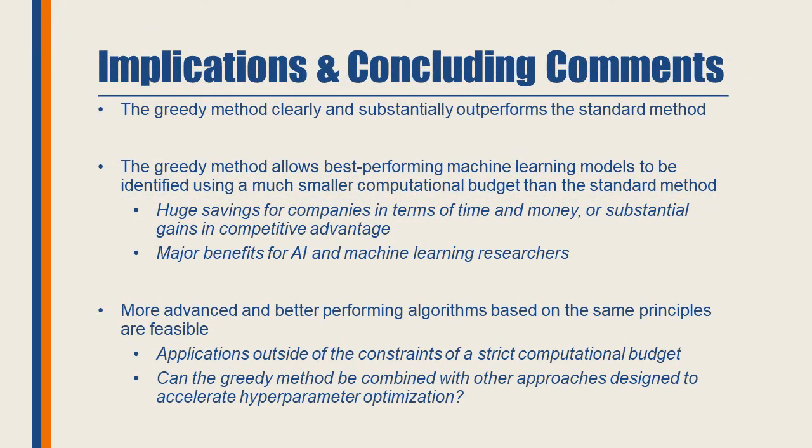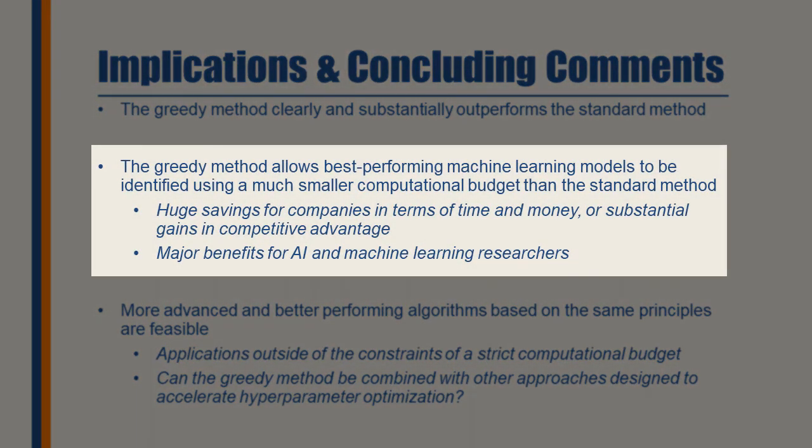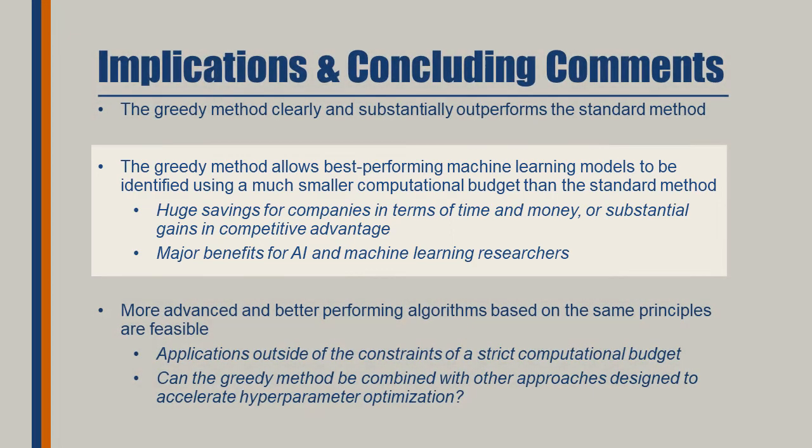In conclusion then, the results of the experiments indicate that the greedy cross-validation method clearly and substantially outperforms the standard cross-validation method in its ability to quickly identify optimal machine learning models. Put differently, the greedy method allows best performing machine learning models to be identified using a much smaller computational budget than the standard method. This translates to huge potential savings for companies in terms of time and money, or substantial gains in competitive advantage, as well as major benefits for AI and machine learning researchers.